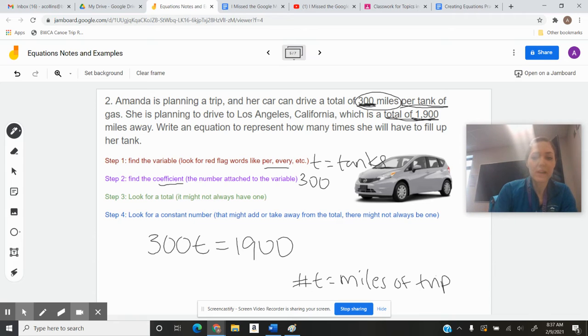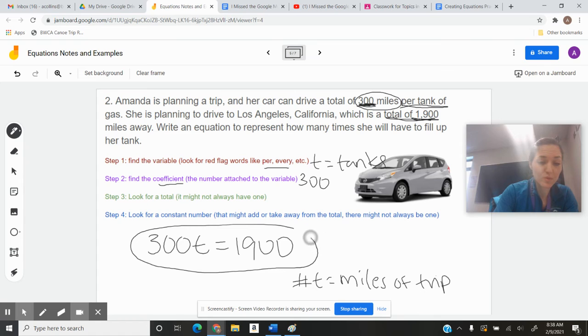And there we go. I have an equation that represents how many times I'd have to fill up my tank of gas. Last step, let's just make sure there's not a constant number that might add or take away from that total. And it looks like there's not any other additional information. So this would be your equation.